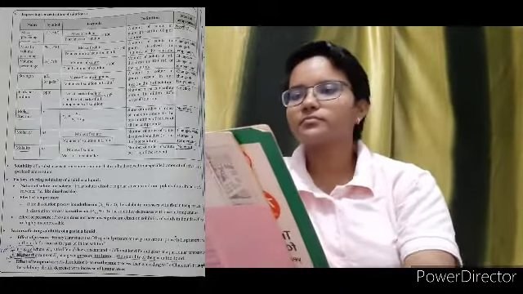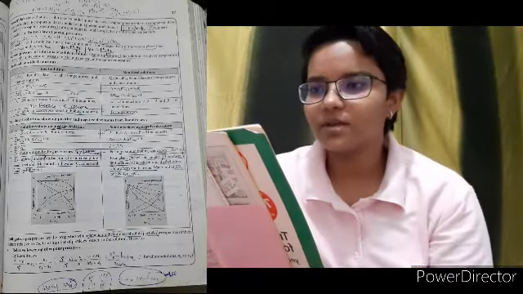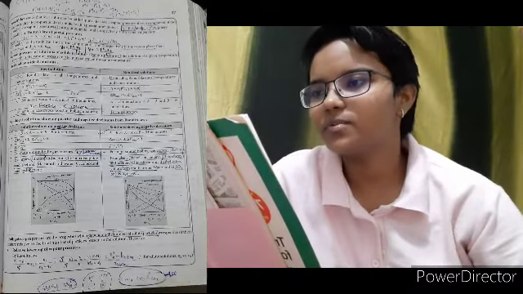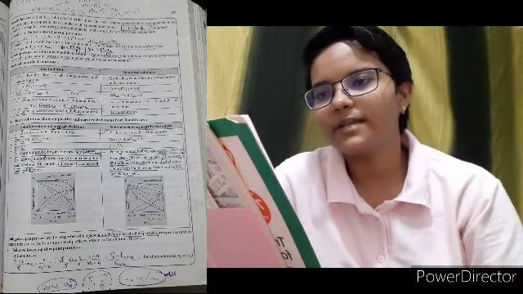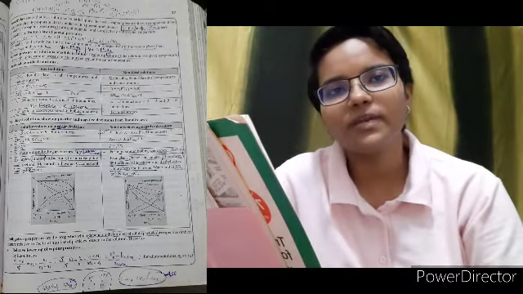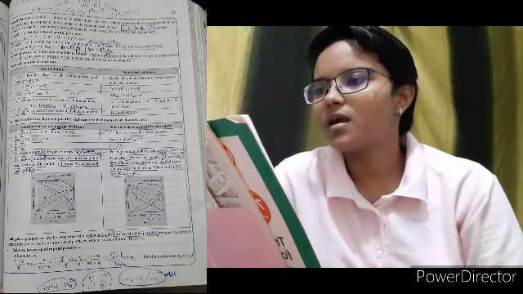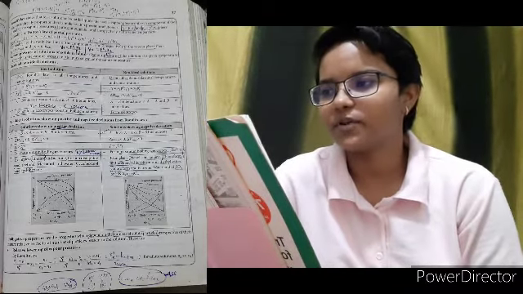Raoult's law. Raoult's law states that for a solution of volatile liquids, the partial vapor pressure of each component of the solution is directly proportional to its mole fraction present in solution. P1 equals P°1 x1 and P2 equals P°2 x2, where P°1 and P°2 are vapor pressures of pure components 1 and 2 respectively at the same temperature.